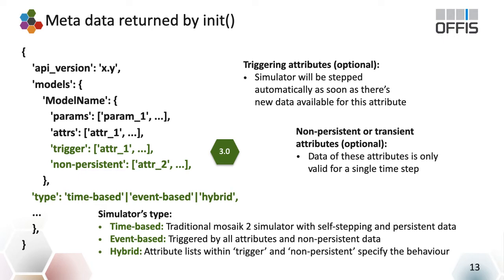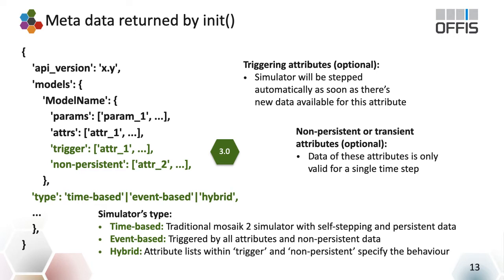You need to give back next step, otherwise this will be triggered just once at the very beginning and then never again. But you can really use time-based simulators just by adding the single line type time-based, and everything is fine. On the other hand, you might really want to write some new event-based simulators. All attributes should trigger the execution of this simulator, and it only sends messages to other simulators.